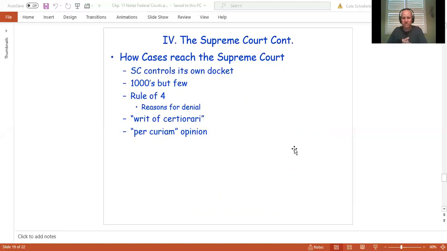The Supreme Court gets to decide which cases it takes by what's called the Rule of Four. The Rule of Four means if four of the nine Supreme Court justices all agree they should put the case on its docket. The docket's a fancy way of saying their calendar for the year. Okay, the docket is which cases they're going to hear for the year.